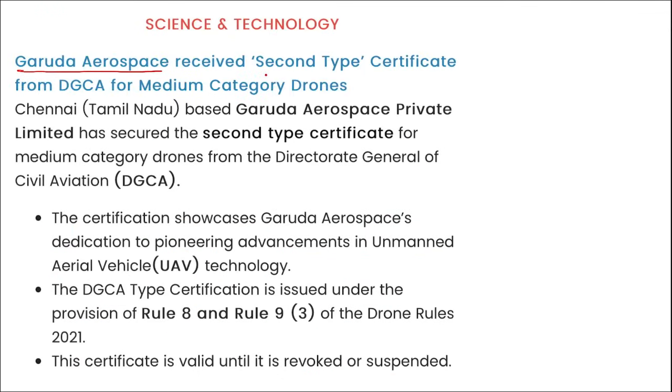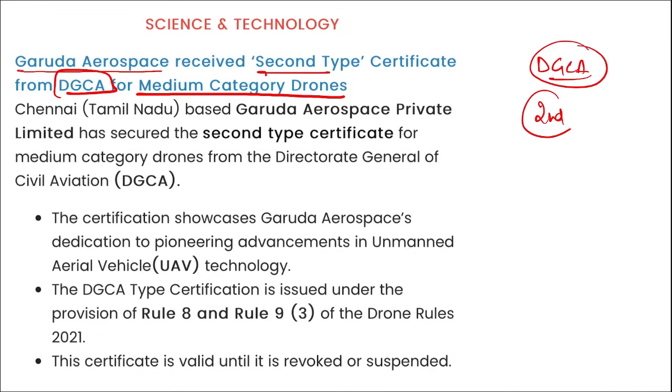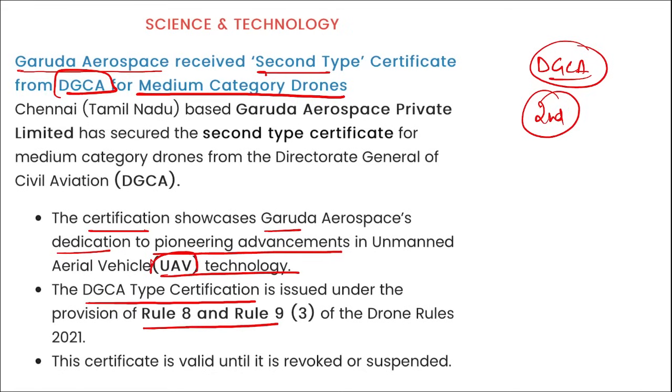Garuda Aerospace received the second type certificate from DGCA for medium category drones. I repeat, recently DGCA granted the second type certificate to a drone of Garuda Aerospace. The certification showcases Garuda Aerospace's dedication to pioneering advancement in UAV technology, and this DGCA type certification is issued under the provision of Rule 8 and Rule 9 of the Drone Rules 2021. The certificate is valid until it is revoked or suspended.